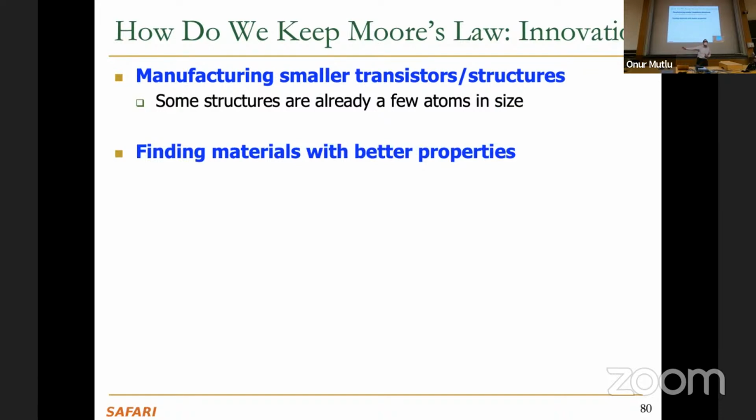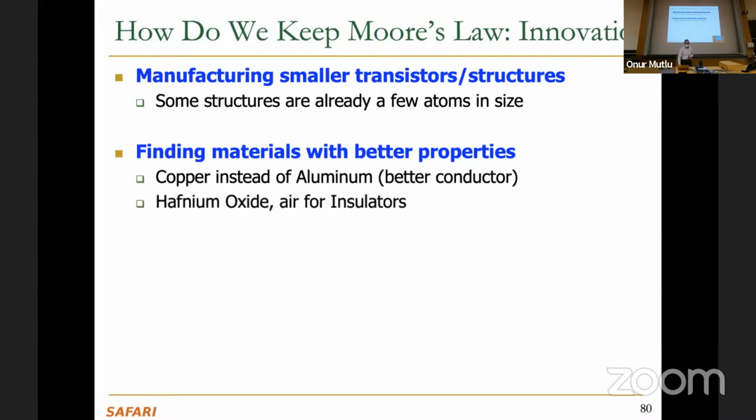This is completely different from computer science, computer engineering, electrical engineering. We're talking about material science. And manufacturing is also applied physics and also electrical engineering, right? We're talking about a lot of fields coming together over here. So you can use copper instead of aluminum, for example, a better conductor, and hafnium oxide or air for insulators. There are many other technologies that you can use.